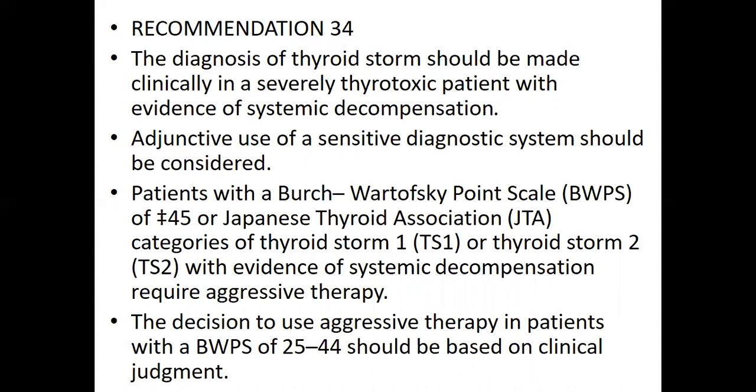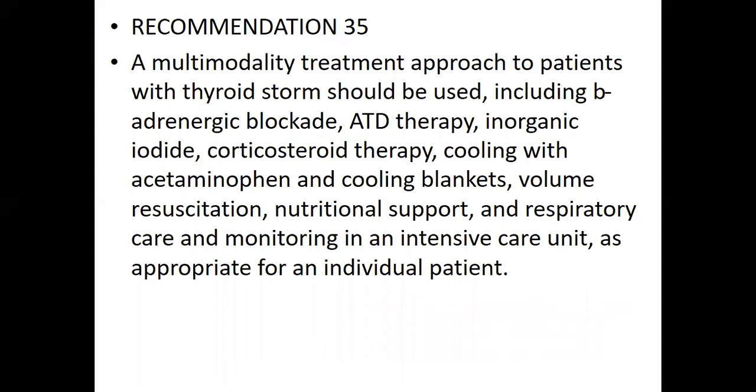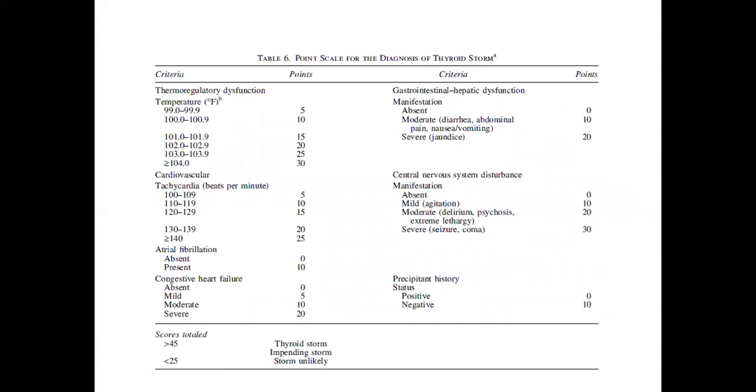The decision to use aggressive therapy in patients with a score of 25 to 44 should be based on clinical judgment. A multidisciplinary treatment approach to patients with thyroid storm should be used, including beta blocker, antithyroid therapy, inorganic iodide, corticosteroid therapy, cooling with acetaminophen and cooling blankets, volume resuscitation, nutritional support and respiratory care, and monitoring in the intensive care unit as appropriate for the individual patient.